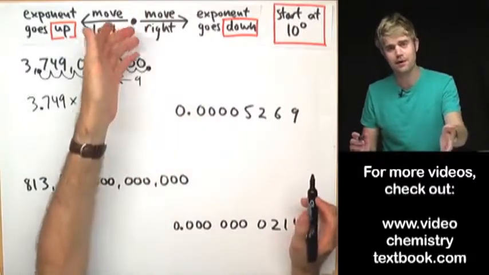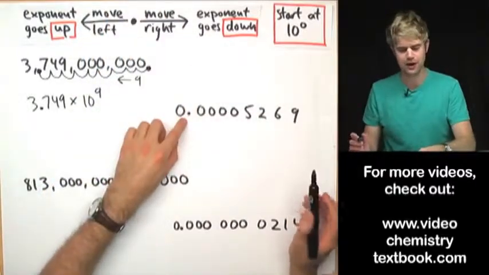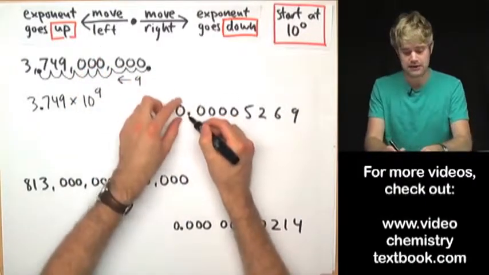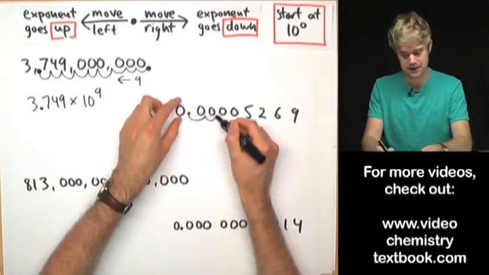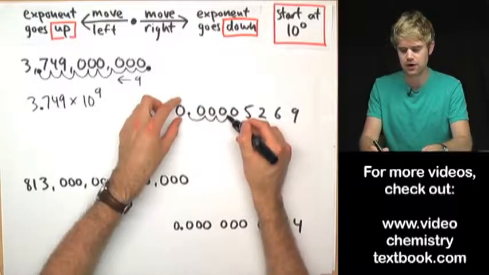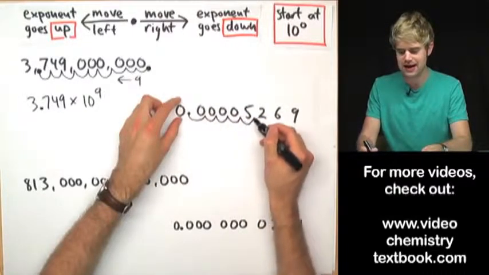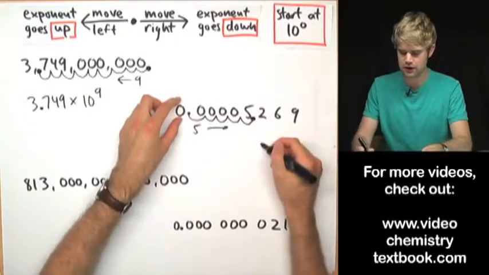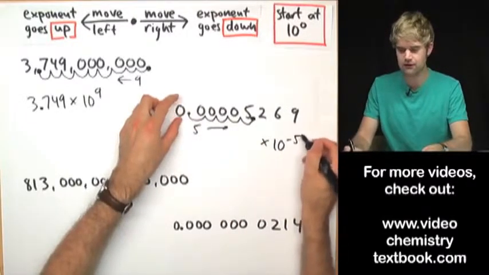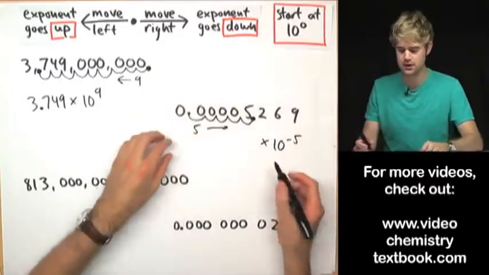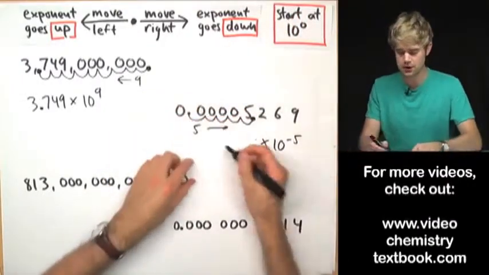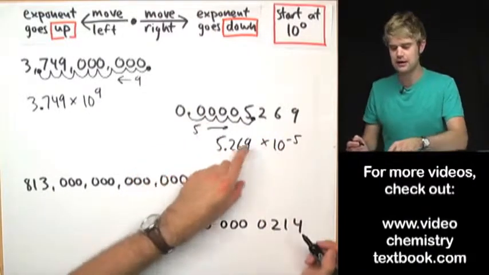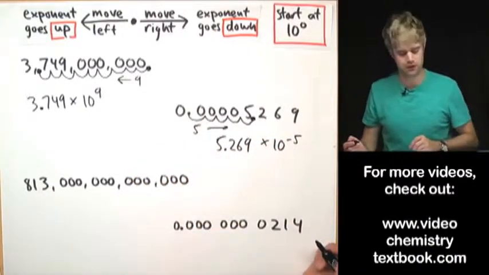Let's try it with this. But instead of going up, the exponent's going to be going down. Okay, so we start at 10 to the 0, and now we go down. 10 to the negative first, negative second, negative third, negative fourth, negative fifth. So 5 in this direction times 10 to the negative fifth, because I just counted down from 10 to the 0. And my new number is going to be 5.269 times 10 to the negative fifth.